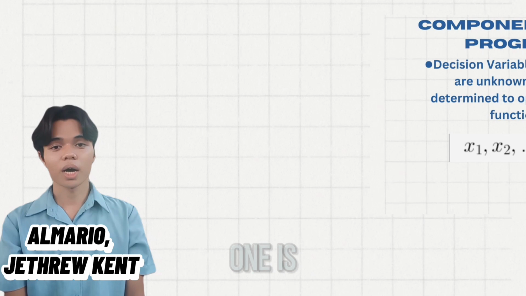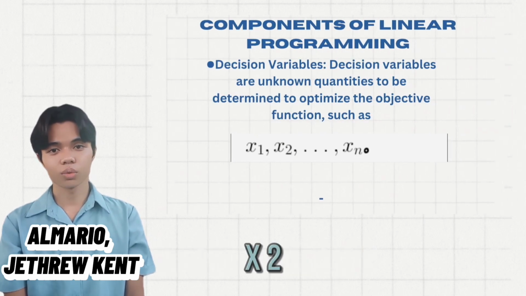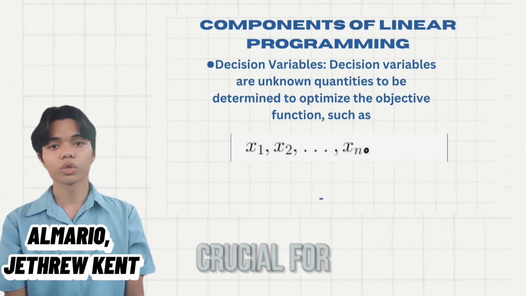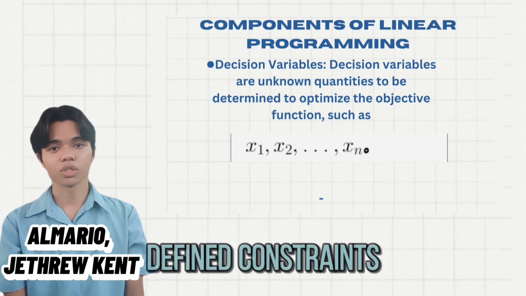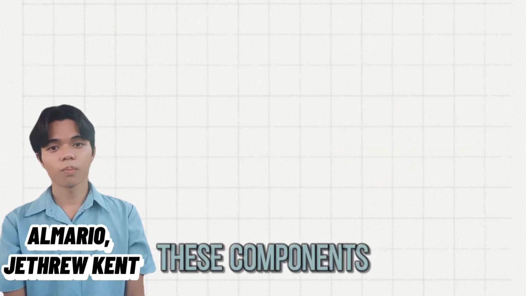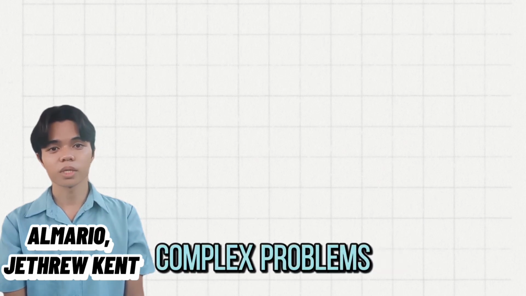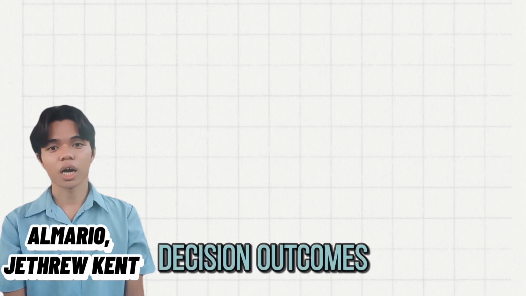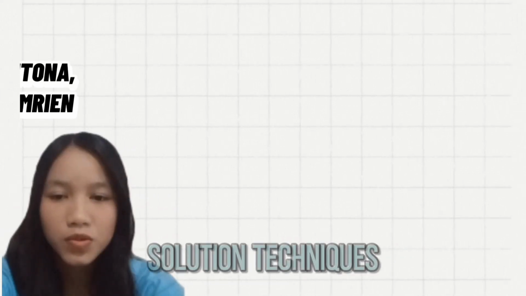The last one is decision variables such as x1, x2, dot dot dot xn, which are the unknown quantities crucial for optimizing the objective function within the defined constraints. So understanding these components is essential for effectively applying linear programming principles to solve complex problems and enhance decision outcomes in mathematical optimization.